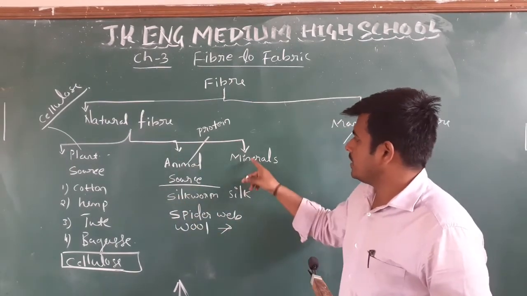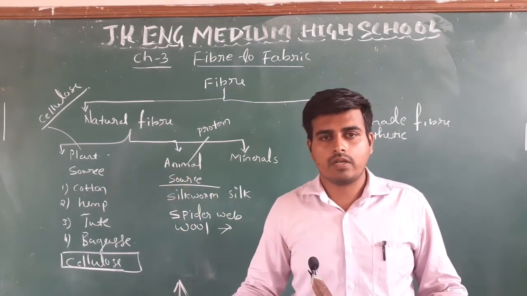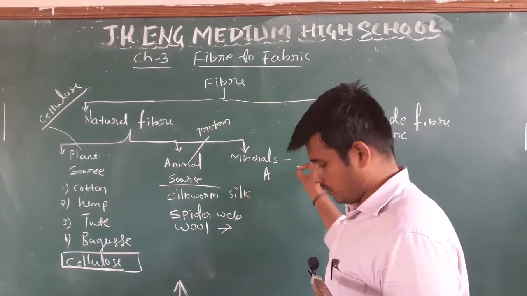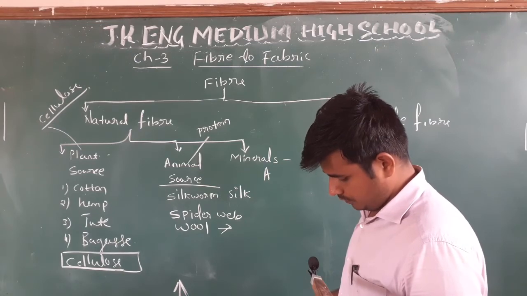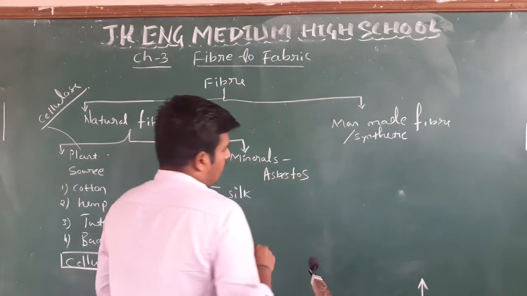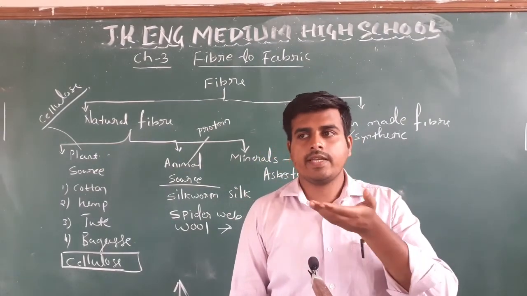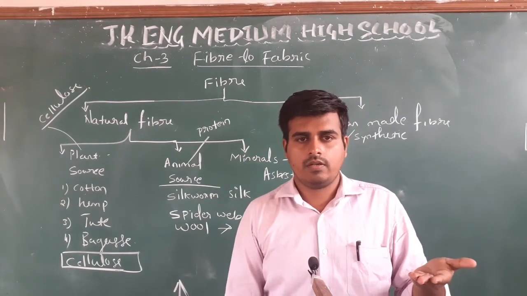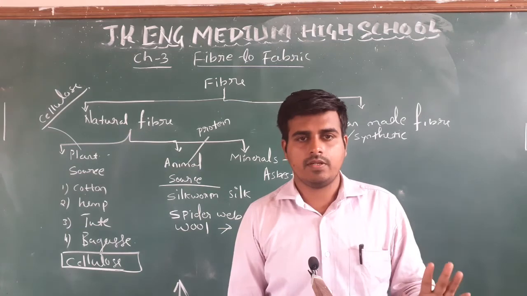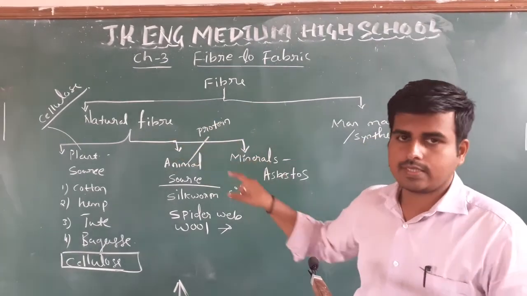And minerals. These are the naturally available fibers. While digging the earth, we get a few minerals which are fibers in nature. The example is asbestos. You can see this asbestos in old iron boxes, where a shiny, flaky substance is used. This asbestos is a naturally occurring mineral which is completely made up of fibers. This is how we can divide.